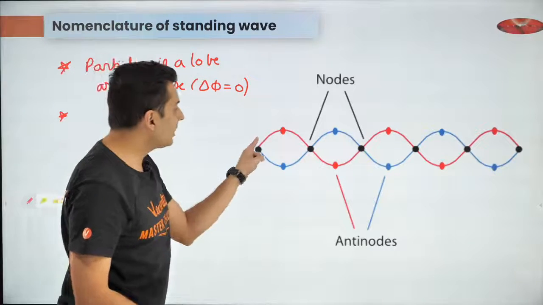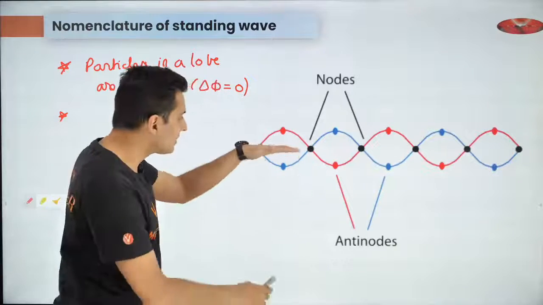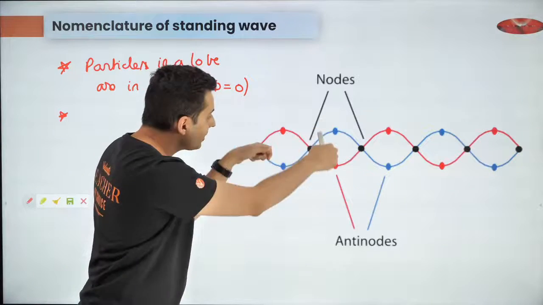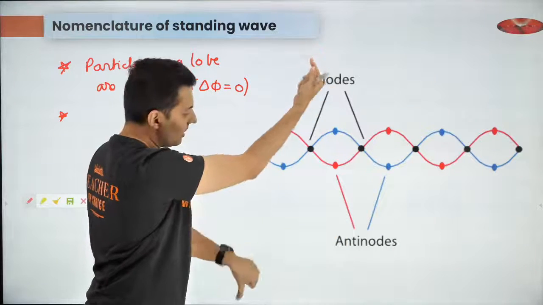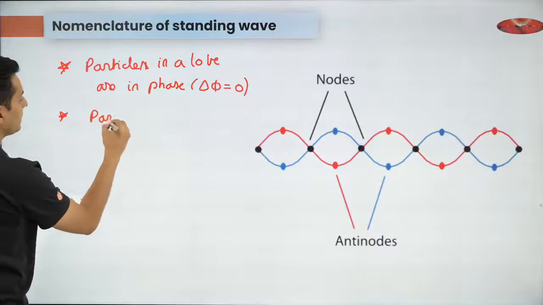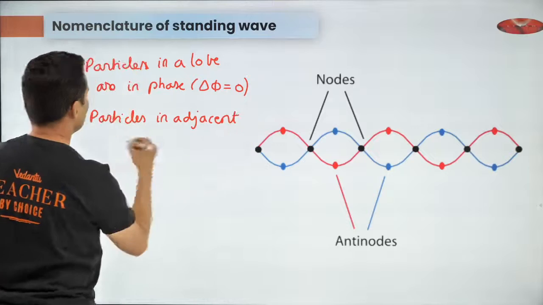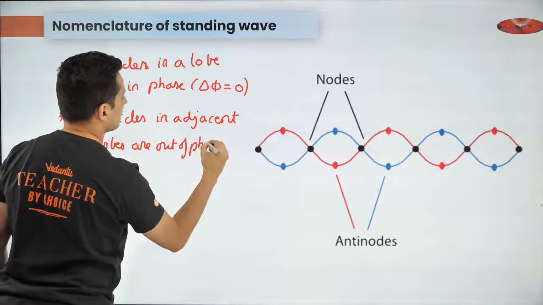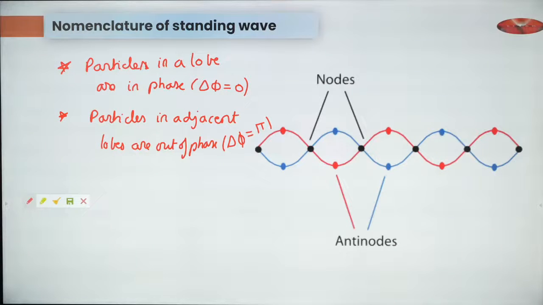But if you look at the particles in this lobe and the particles in this lobe, if these particles are going up, then these particles are actually coming down. So the particles in adjacent lobes do exactly opposite things. If this goes down, that goes up. So I can say particles in adjacent lobes are out of phase. That means the phase difference between them is pi radians. Keep this in mind.